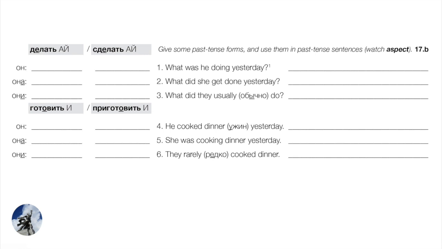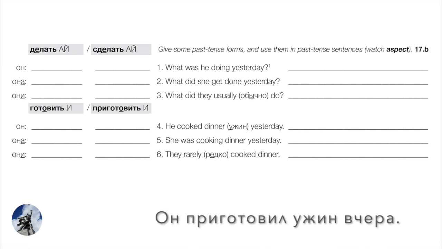He cooked dinner yesterday. Now, another clue here is the yesterday part. We assume you only ate dinner once yesterday, so this sounds very clearly like a one-time action. He cooked dinner yesterday, right? Just a one-time action. There's no emphasis here on the activity, on the attempt, right? It just sounds like he cooked dinner, just kind of a simple one-time fact. Okay, so we're going to choose perfective, right? Он приготовил. Он приготовил ужин вчера.